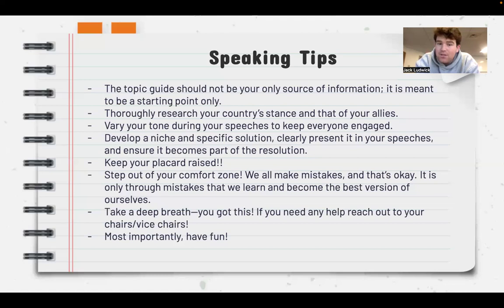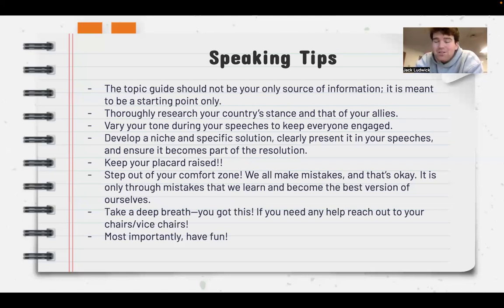Develop a niche and specific solution, clearly present it in your speeches, and ensure that it becomes part of a resolution. If you come in your opening speech and you say, "Hey, this is what I think, and this is the solution that I think should be done," and that shows up in your resolution, or that's something that gets talked about and debated, that's a really good sign that not only are you an eloquent enough speaker that people listen to you, but also that your idea was very good and you clearly had done your research. So that's a really great way to show your chairs that you mean business.